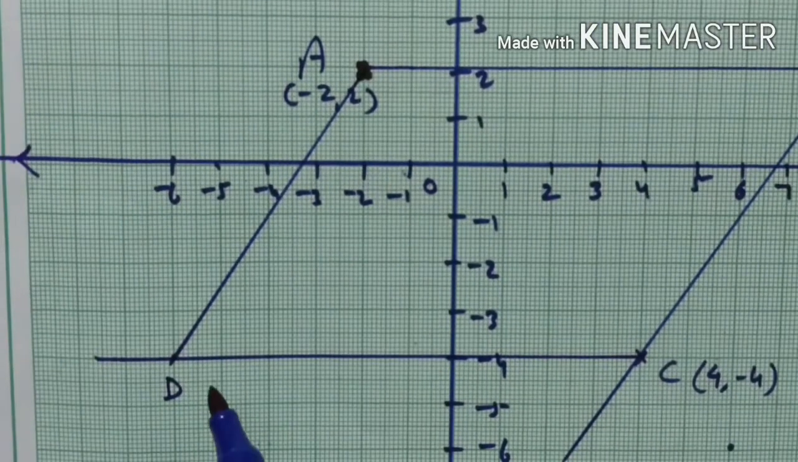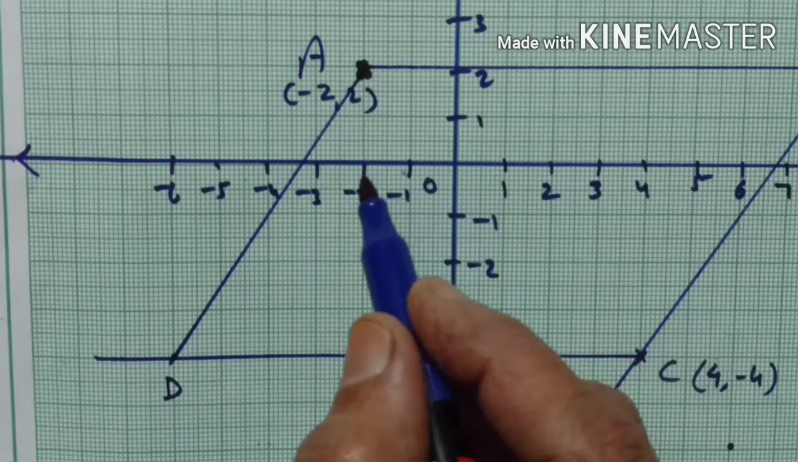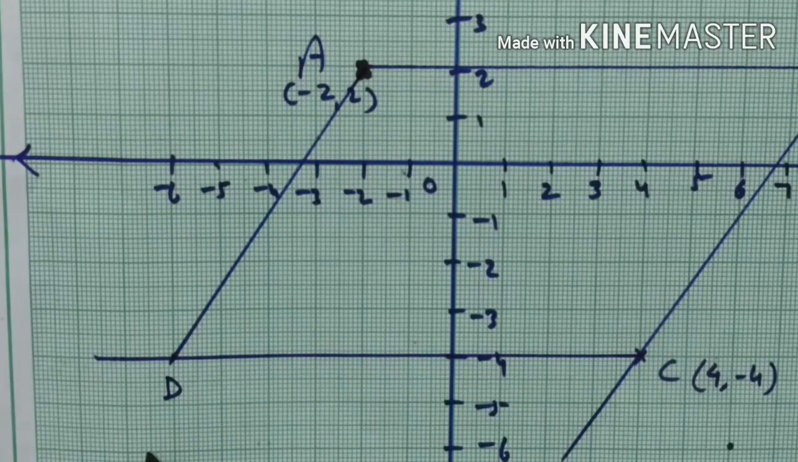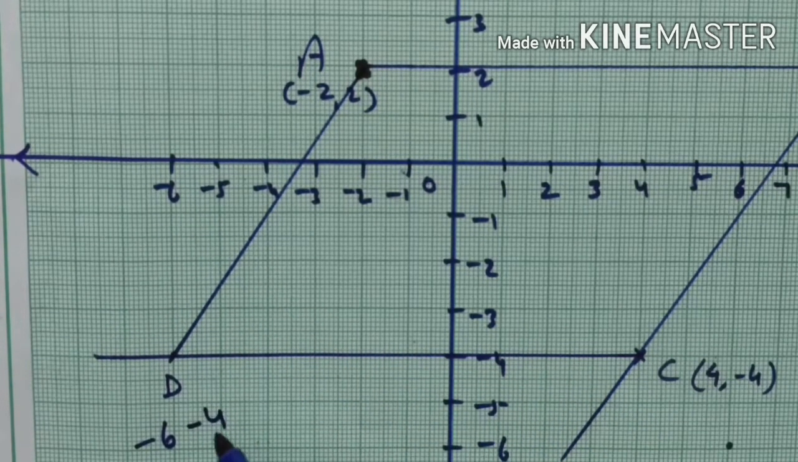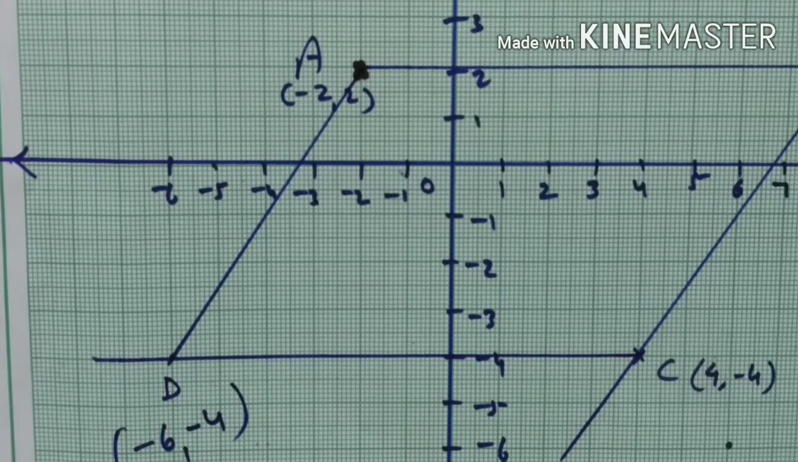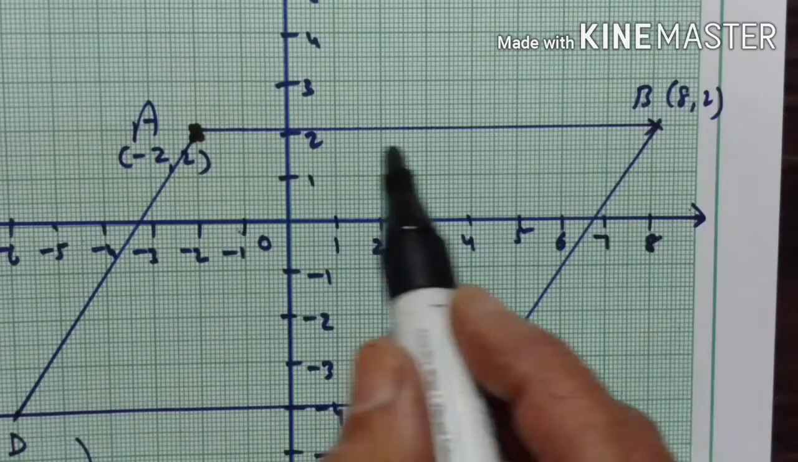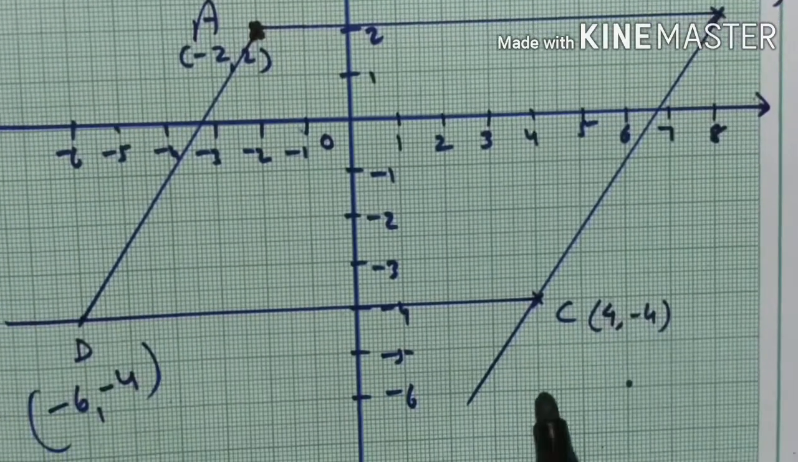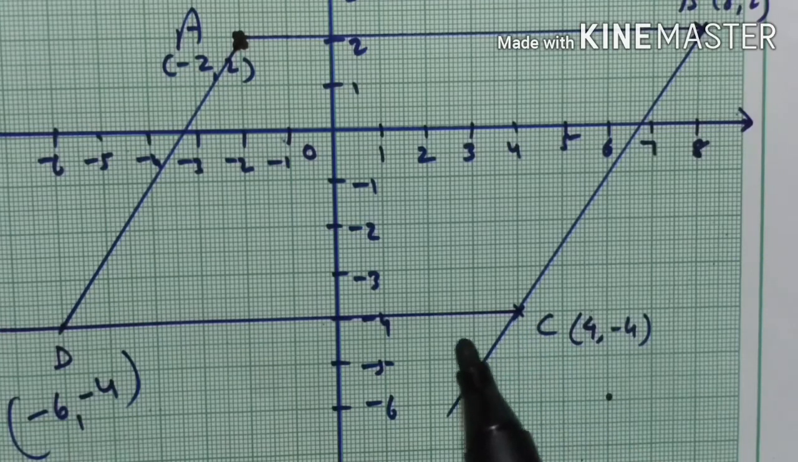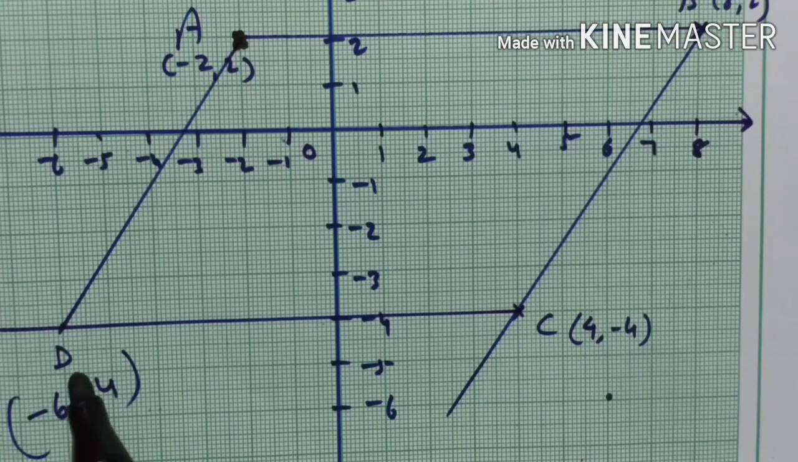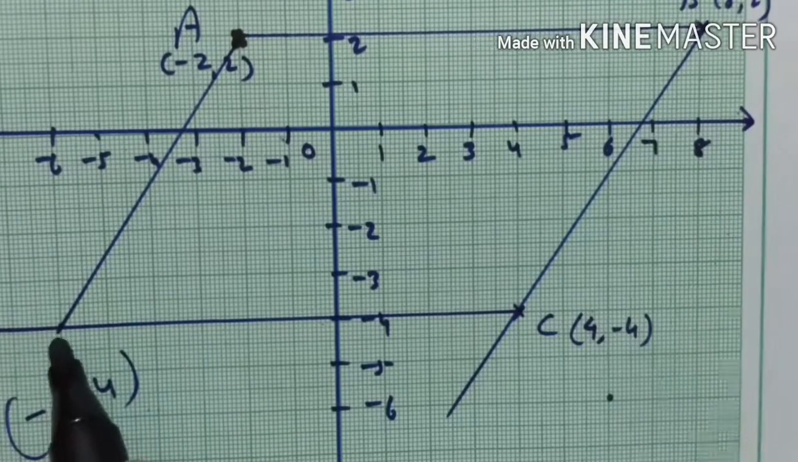So the coordinates of point D is equal to what? It is 1, 2, 3, 4, 5, 6, minus 6 and minus 4. AB is 10 units, so CD also should be 10 units. From here you count 10 units. So this point is minus 6, minus 4.